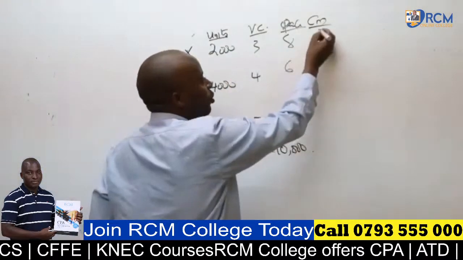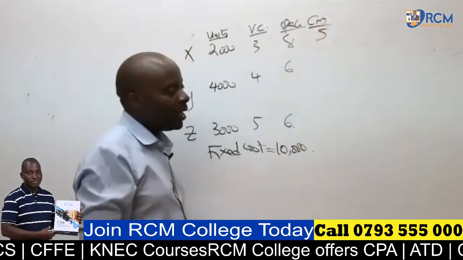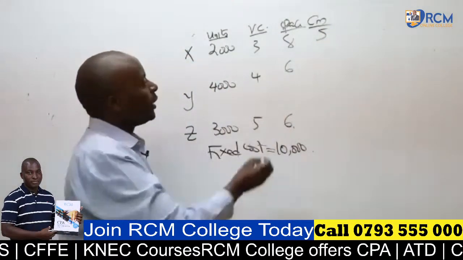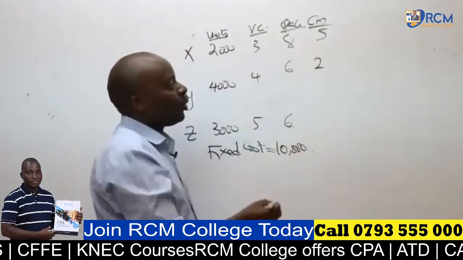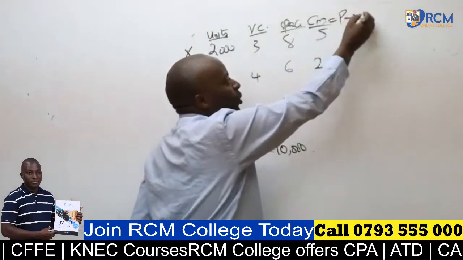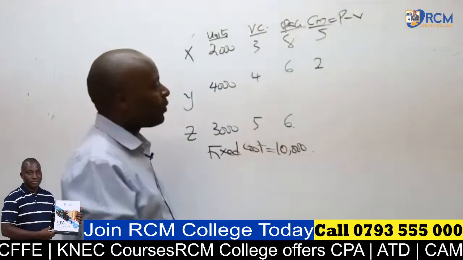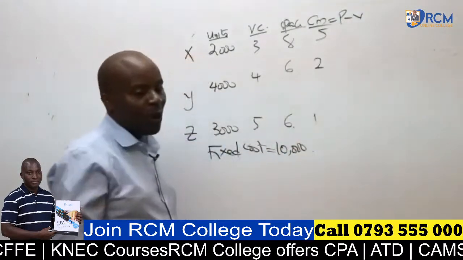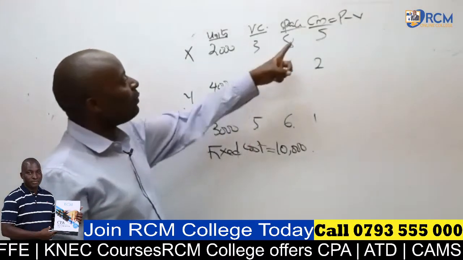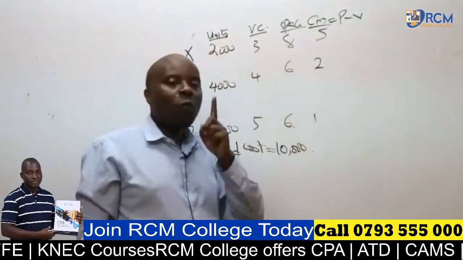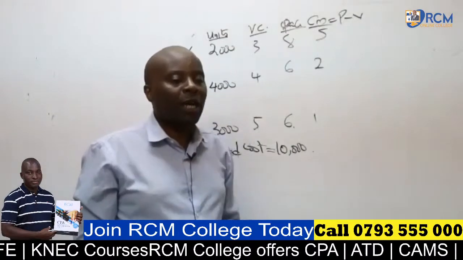8 minus 3 gives us what figure, somebody there? That gives us 5. We have 6 minus 4. That gives me what figure? 2. Remember, contribution margin is selling price minus variable cost. Then we have 6 minus 5. 6 minus 5 gives me what figure? Gives me 1.